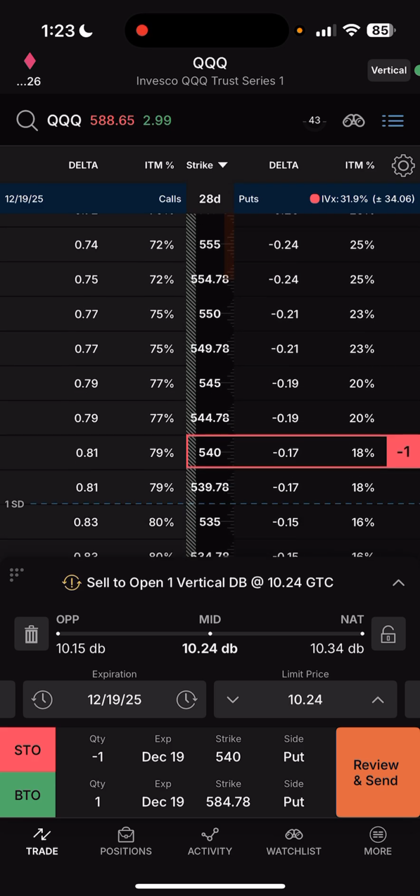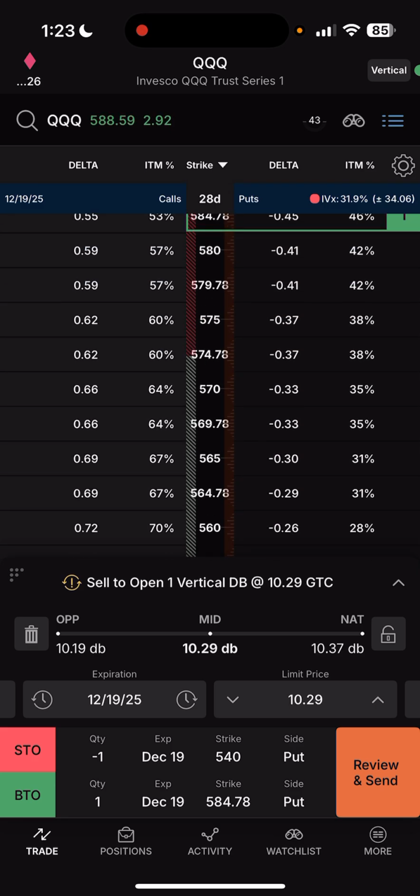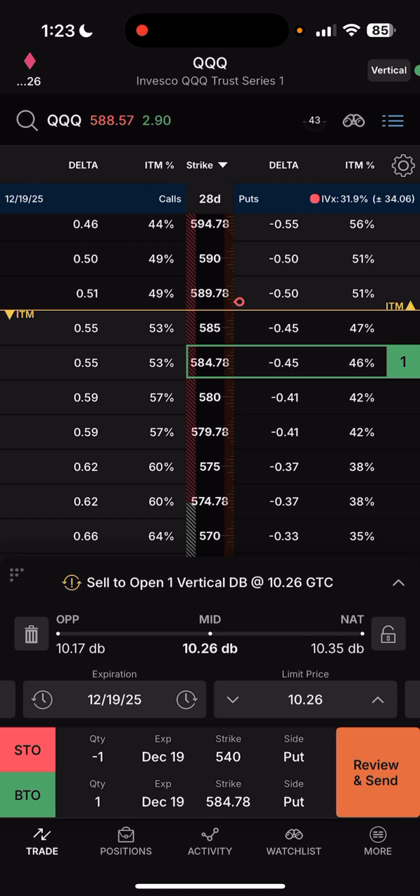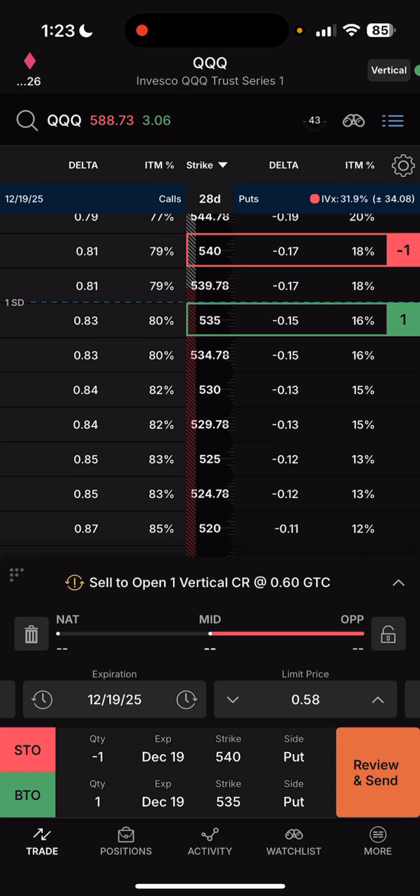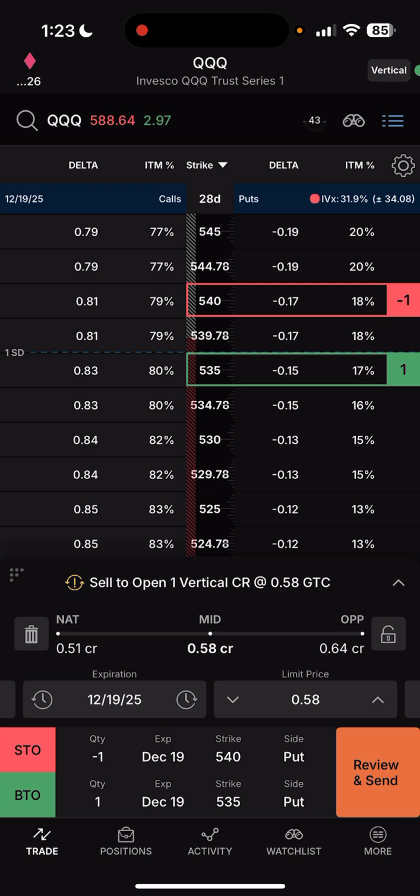All right, so that's the sell side. Now the buy side, again, if you've been listening to how we trade, we go $5 wide. So we're going to move the buy side $5 below. Okay. You can see here the mid price on that trade is bouncing around. It's about 58, 59, 57. That is a really good price for QQQ. I typically try to get around 50 cents.